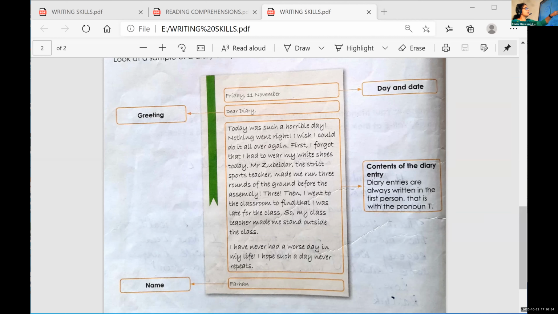See, contents of the diary. Diary entries are always written in the first person, that is with the pronoun I, because I am writing my experiences. So you have to use the first person. I did this, I went there, I got it, I was sad, I was happy. So the content should always be written in the first person. That is about the diary entry.